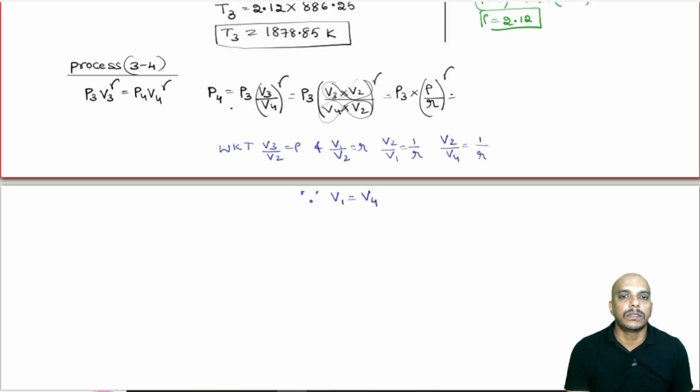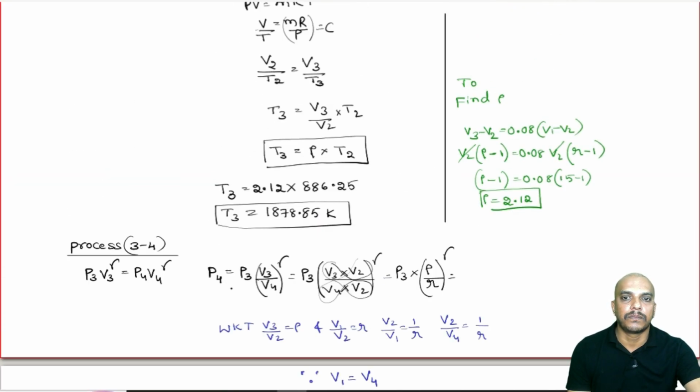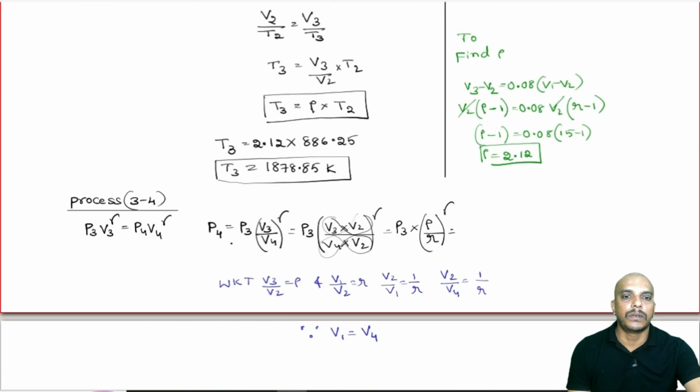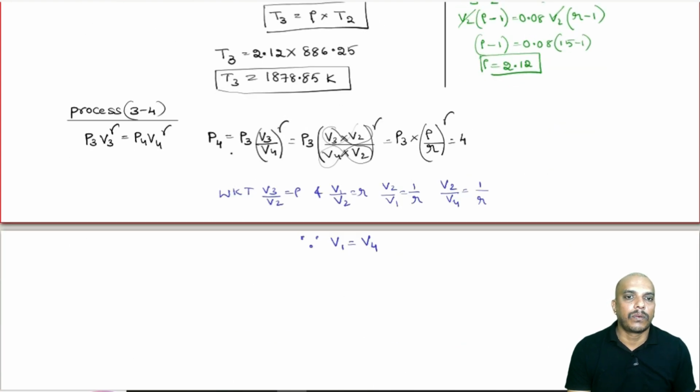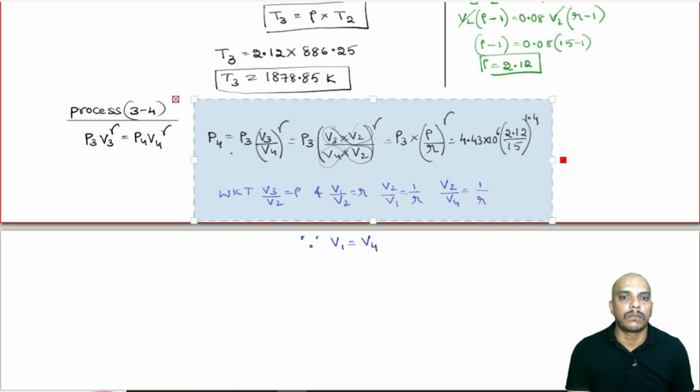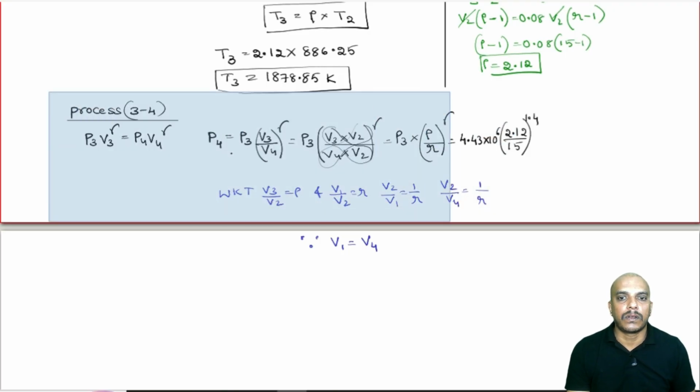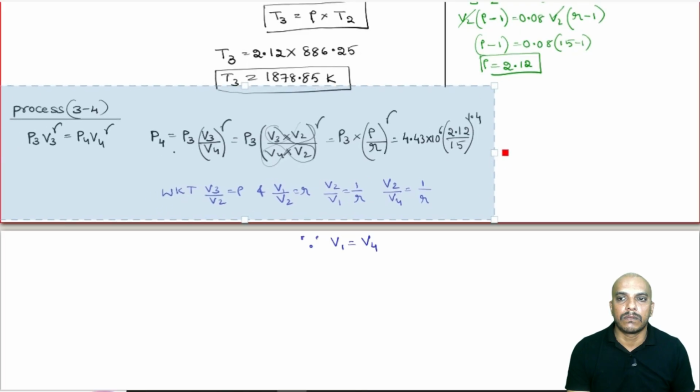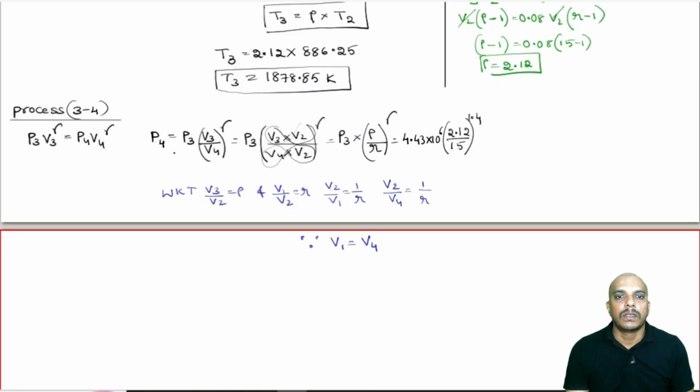Now, I think everything is known to us. P3 is 4.43 into 10 power 6, rho value 2.12 by R value 15 whole power 1.4. So, if we solve this now, we will have the value of P4.